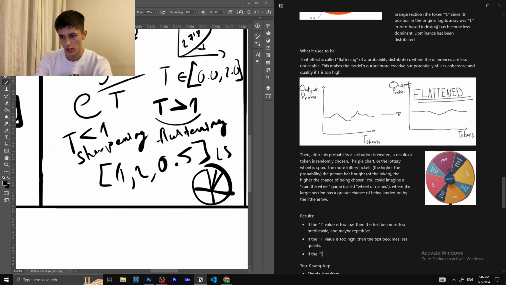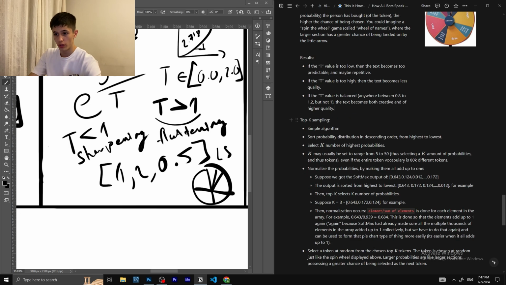If the t value, however, is balanced properly, so it's like either 0.9 or 1.1, somewhere in that range, 0.8 to 1.2, anywhere between this and this, but not this, the text becomes both creative and quality, and of higher quality. So those are the results right there.